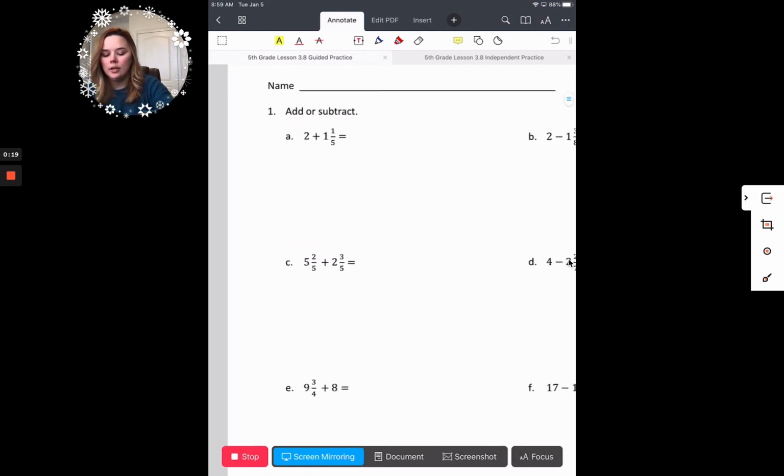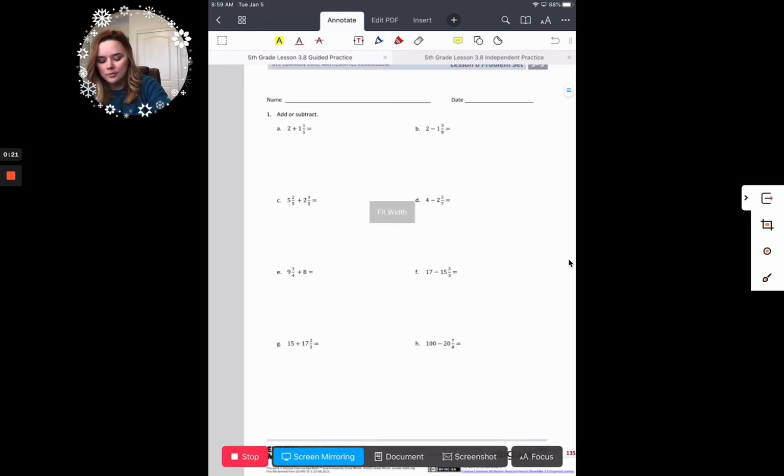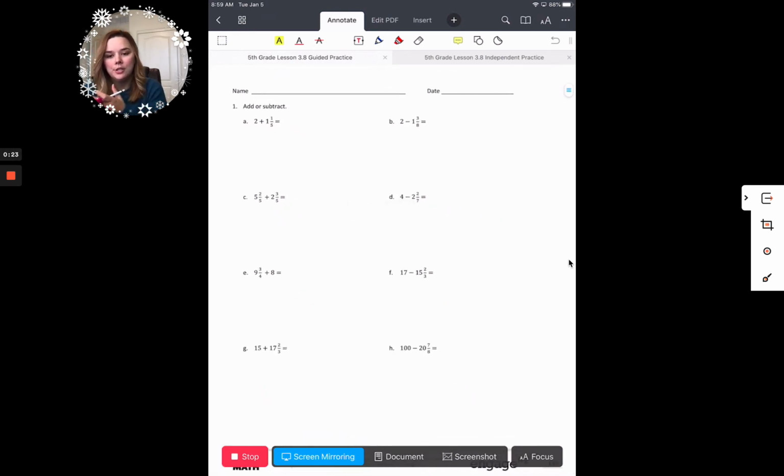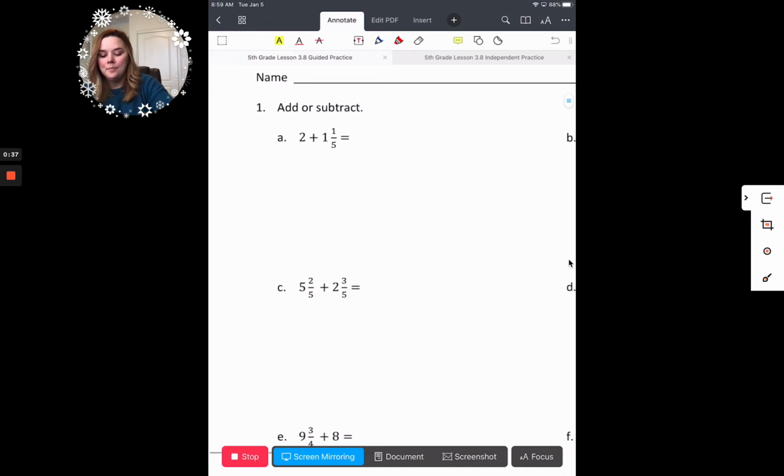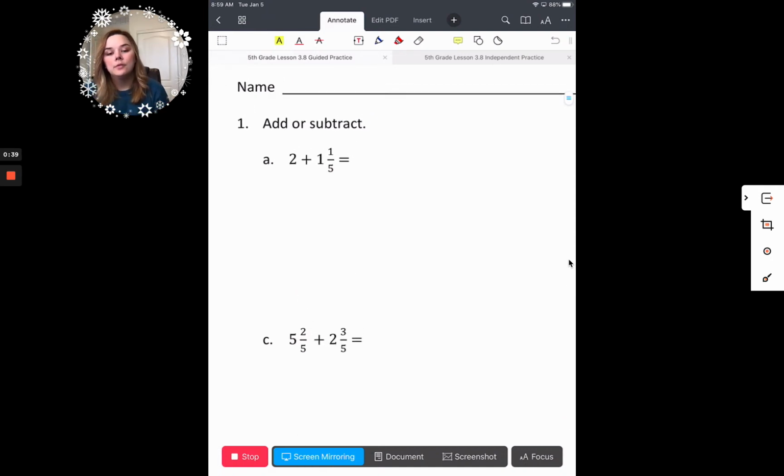So let's take a look at A. So if you notice, all of our questions on the left side of your page are all addition and the right side are all subtraction. So A, C, E, G are adding, and B, D, F, and H are subtracting. So let's take a look at A. So we have 2 plus 1 and 1/5.